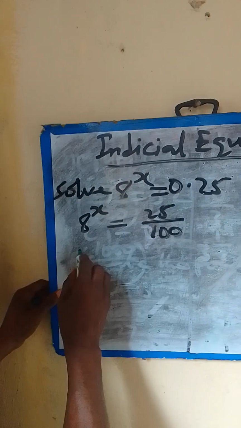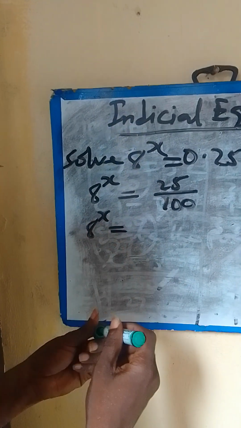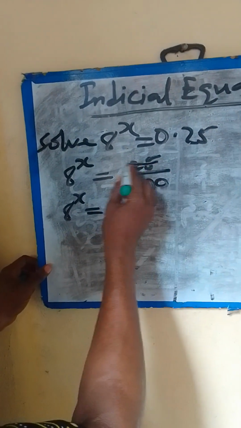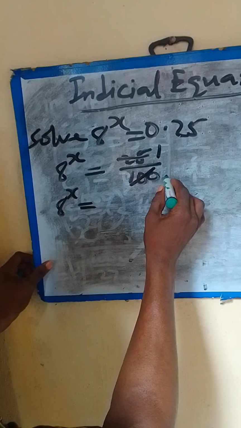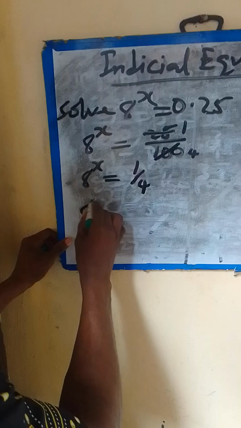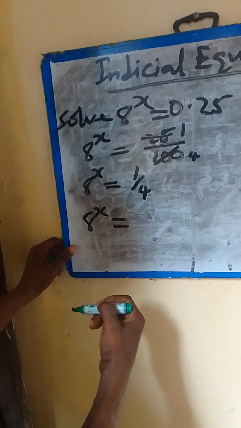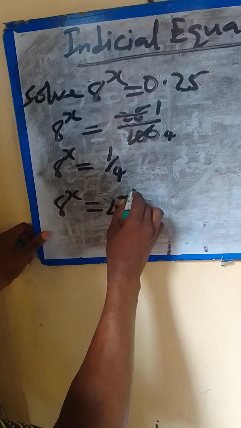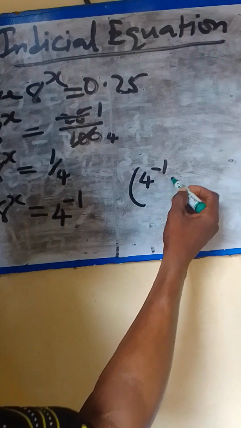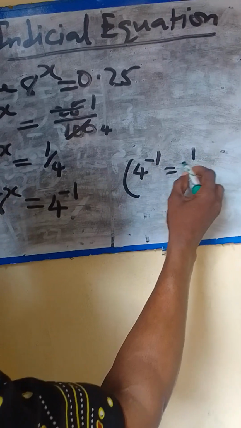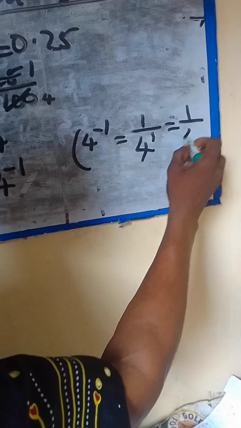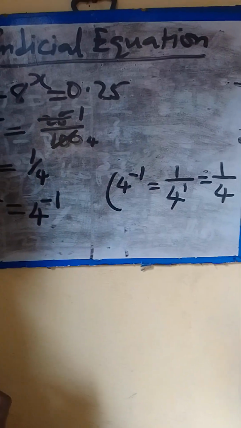So in this case now, you are going to have 8 raised to power x is equal to 25 over 100. 25 goes into 100 how many times? 4 times. So you have 1 over 4. So now having this, you can change this to indices. So it now becomes 4 raised to power minus 1. Remember that 4 raised to power minus 1 is the same thing as the reciprocal of 4 raised to power 1, and it's the same thing as saying 1 over 4. Anything raised to power 1 is itself. So take note of that.